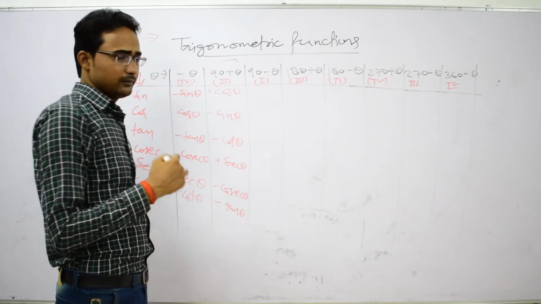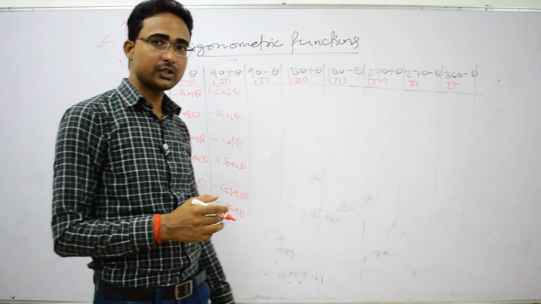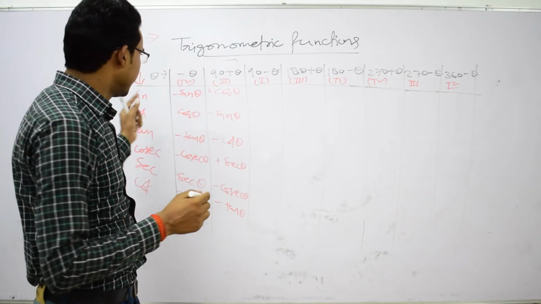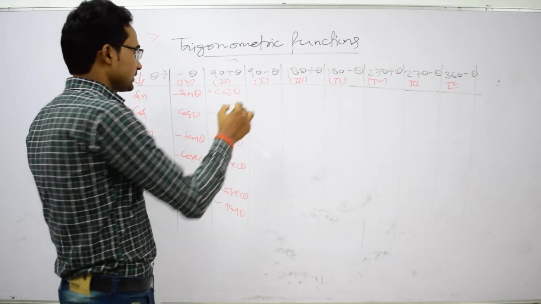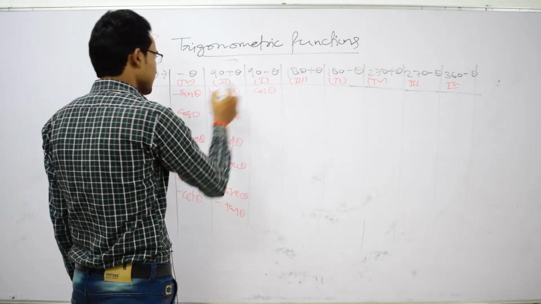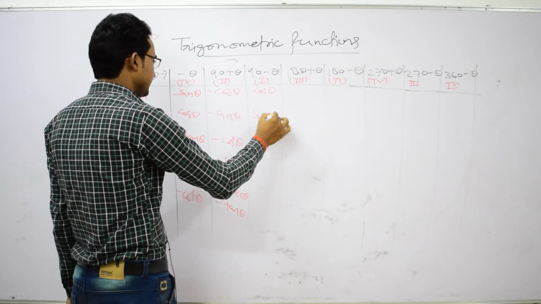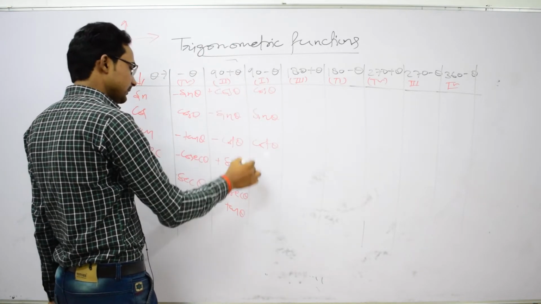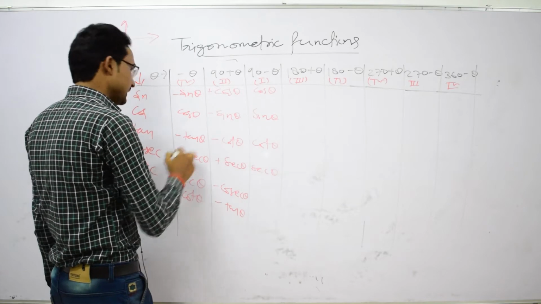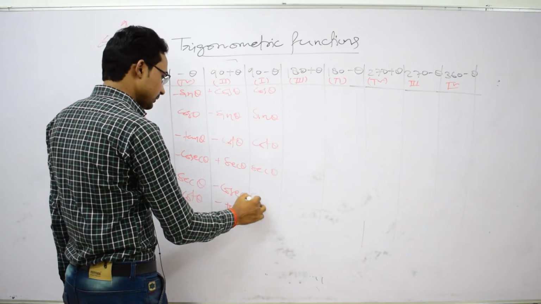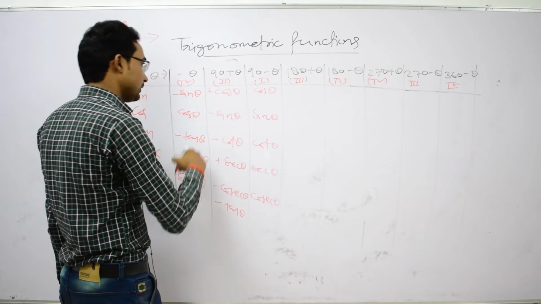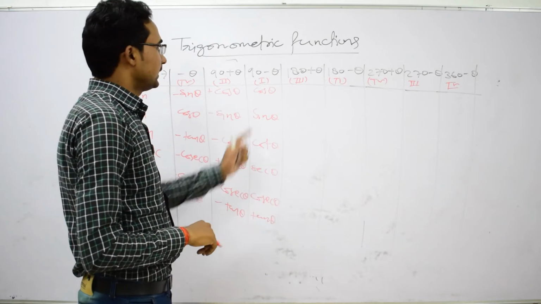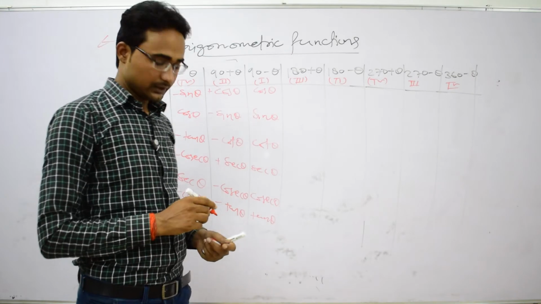90 minus theta, first quadrant: all trigonometric ratios will be positive. So only the plus sign we have to use, and sin 90 minus theta will be cos theta, cos 90 minus theta is sin theta, tan 90 minus theta is cot theta, cosec 90 minus theta is sec theta, and sec 90 minus theta is equal to cosec theta, and cot 90 minus theta is tan theta, all will be positive. 180 plus theta means the third quadrant.